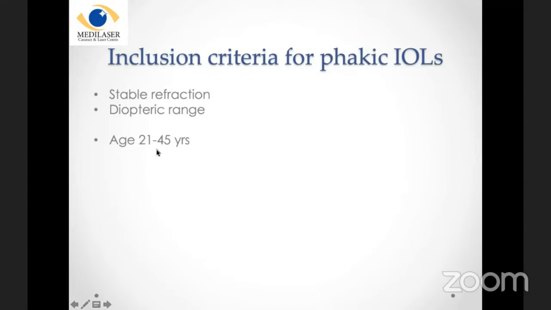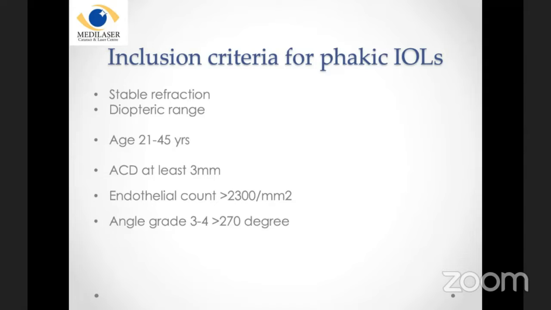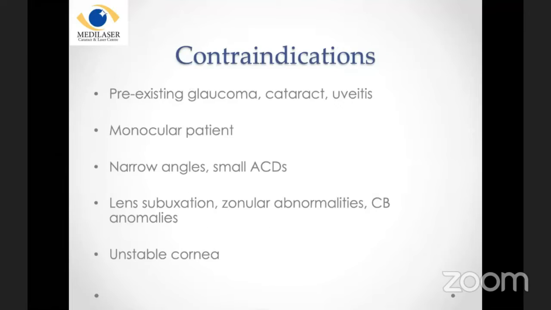The age criteria, usually the recommended age range is from 21 to 45 years. The anterior chamber depth is critical, and ideally it should be 3 millimeters or more, but I would say at least 2.8 millimeters is necessary. A good endothelial count, open angles, and a mesopic pupil not more than 6 millimeters is what we are looking for. Any ocular comorbidity like a corneal endothelial problem, uveitis, cataract, glaucoma would be contraindications to go ahead with a phakic IOL.